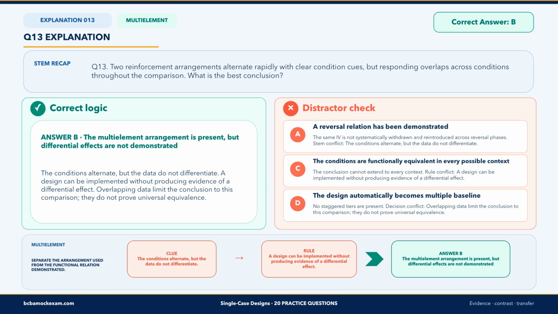For the final contrast, examine the remaining choice. The design automatically becomes multiple baseline. No staggered tiers are present. Separate the arrangement used from the functional relation demonstrated.